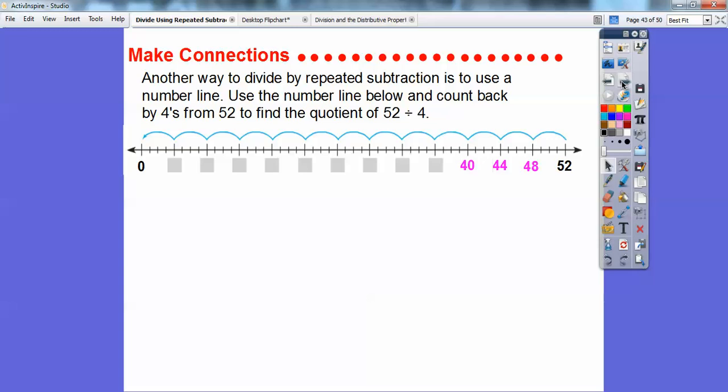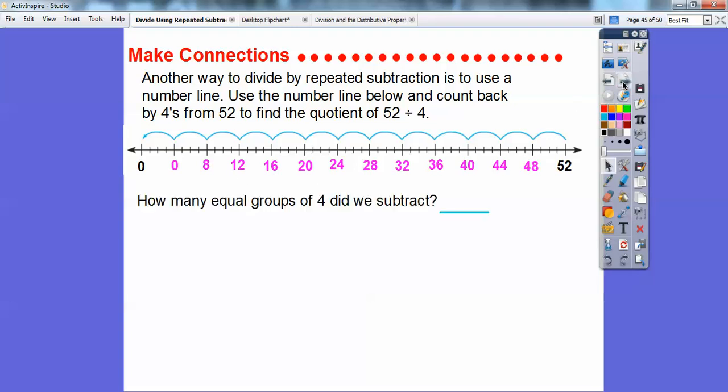Now I'm just going to fill them all in, and I just did minus 4, minus 4. So 40 minus 4 is 36, minus 4, minus 4, minus 4, and all the way down. It's going to ask us how many equal groups of 4 did we subtract. We started right here, and went down once, twice, 3, 4, 5, 6, 7, 8, 9, 10, 11, 12, 13. We subtracted 13 groups of 4. So 52 divided by 4 equals 13.